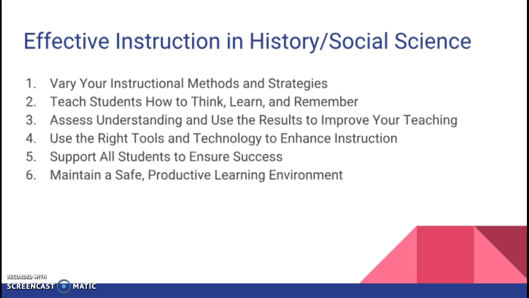Number six, maintain a safe, productive learning environment. It's always important to be aware of what's going on in your classroom, especially with phones and stuff. You want to make sure that students are being productive and learning. Number seven, teach skills and knowledge in context. Especially with history, social science, there's just so much content that you have to go over in a semester or a whole year, so it's important that teachers chunk the information. Break it down into parts to make it more relevant and understandable.